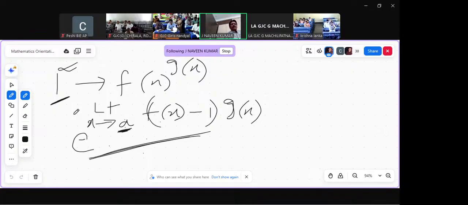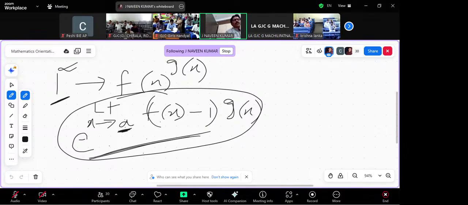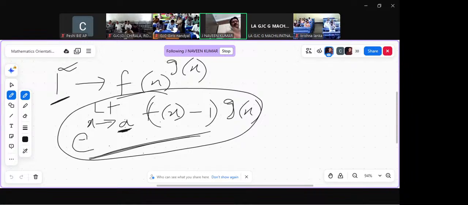Now we are going to discuss some problems related to this. For example, sir, the shortcut is a very useful shortcut. This is e power limit x extends to a f of x minus 1 into g of x, very, very useful shortcut it is. So I'm going to add one general basic problem.